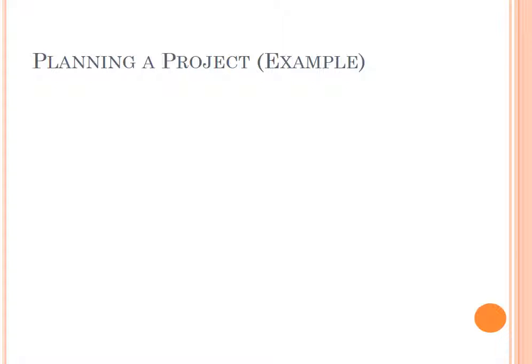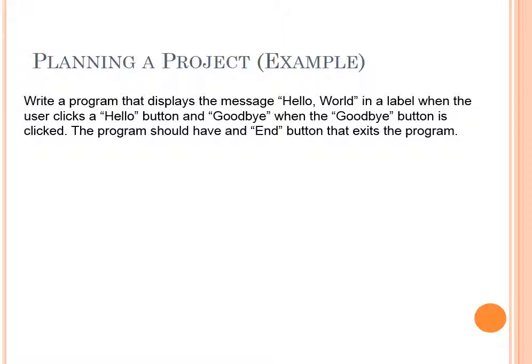So let's take a look at a problem. A very simple problem, and one that is semi-familiar to you. It's the hello world in a different version. And the problem specification asks you to write a program that displays the message hello world in a label when the user clicks a hello button, and display the word goodbye when they press the goodbye button. The program will also have a third button that will be marked end, and that will exit the program.